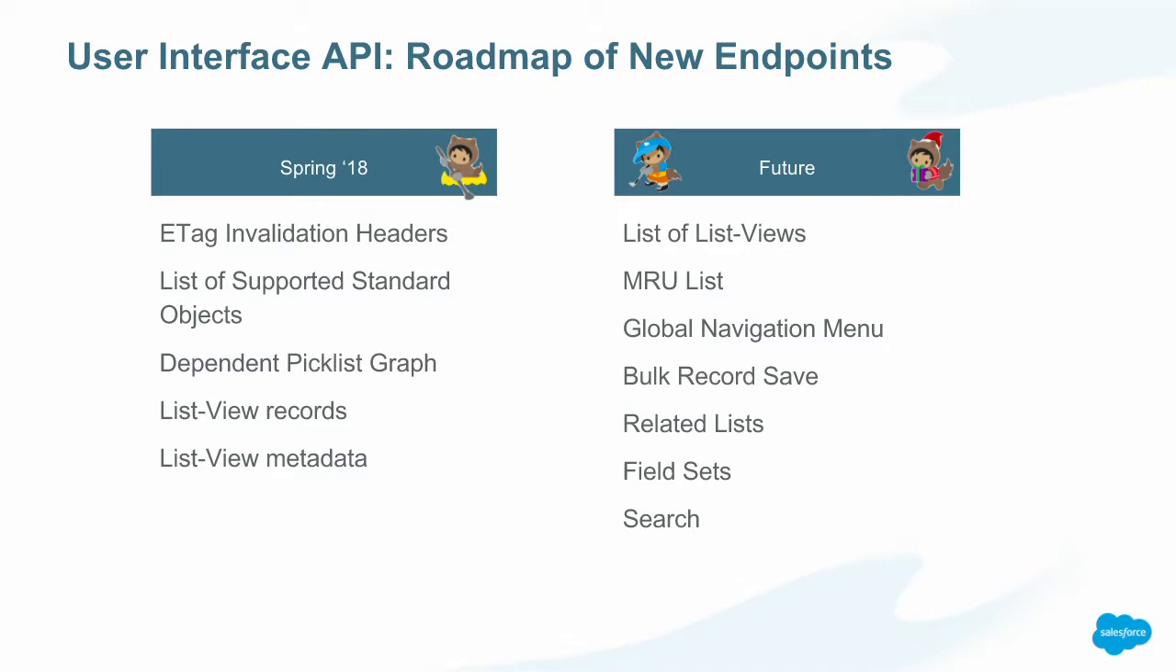This is some stuff that's coming out. So for Spring 18, a lot of cool stuff. I talked about e-tags. Chris showed them to you. We quickly went over the functionality of when you would use invalidation headers.